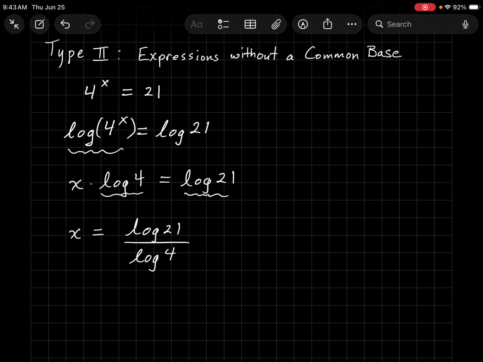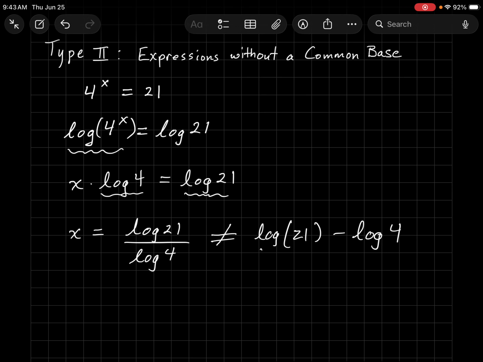Now, this is an exact answer. If I wanted a decimal, use a calculator. Quick note, this does not equal log of 21 minus log of 4. Very common mistake. It does not equal that, right?